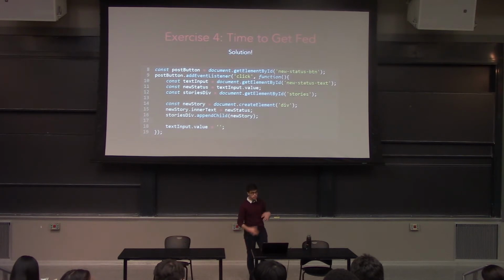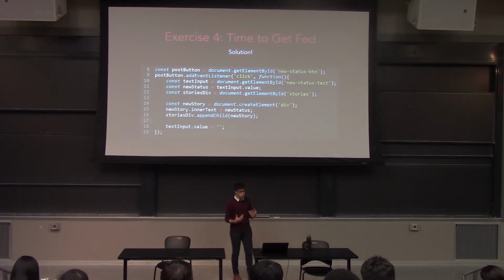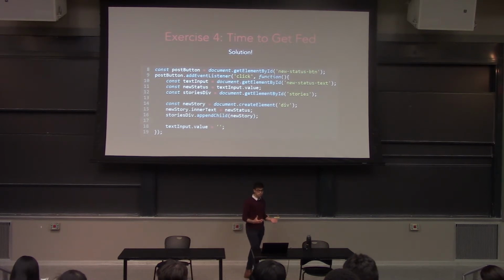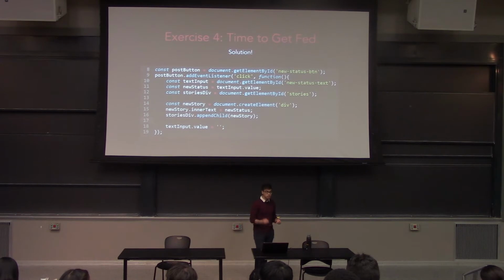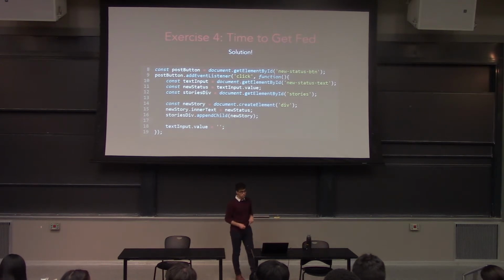It then finds the stories div where I want to insert that new status. It creates the new element that I want to insert called new story, okay, by creating a div. It sets its inner text to that new status that I got from the text input, and then it appends the child to the stories div, okay.